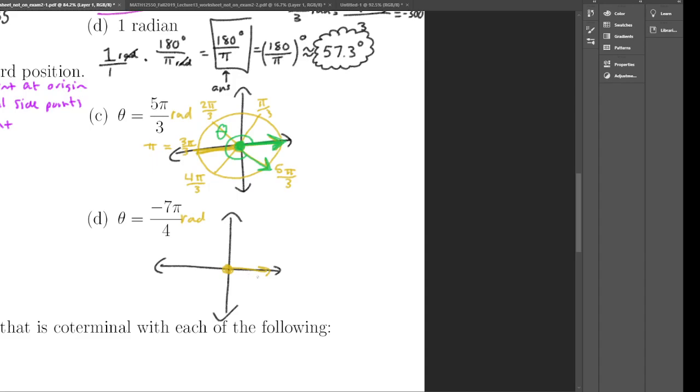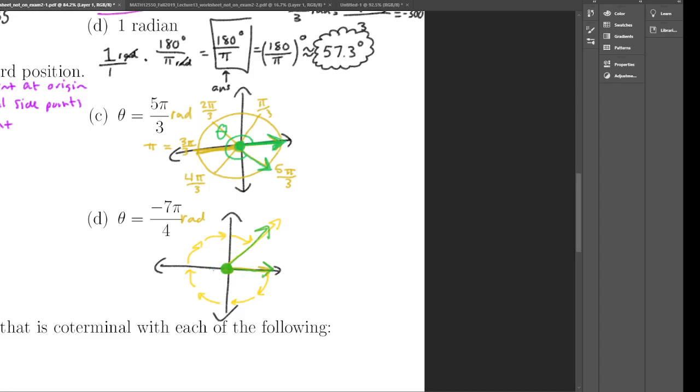So what I mean by that is this would be 1 pi, like minus pi over 4 would take us here, minus 2 pi over 4 would take us here, minus 3 pi over 4 would take us here, minus 4 pi over 4 would take us here, minus 5 pi over 4, minus 6 pi over 4, minus 7 pi over 4, which means our angle is right here. Now what I want you to notice, I'll do this in another color, go back to that green. So our final answer is this.